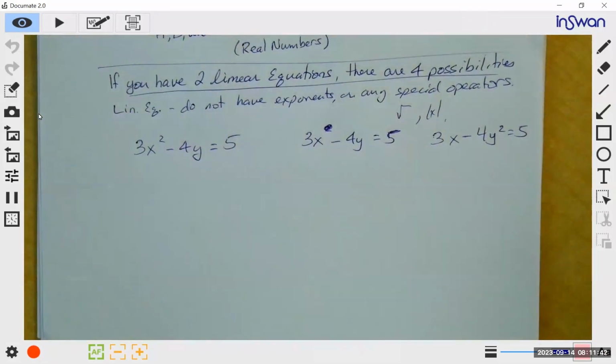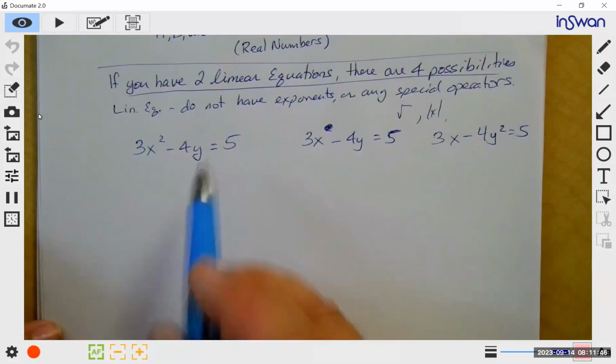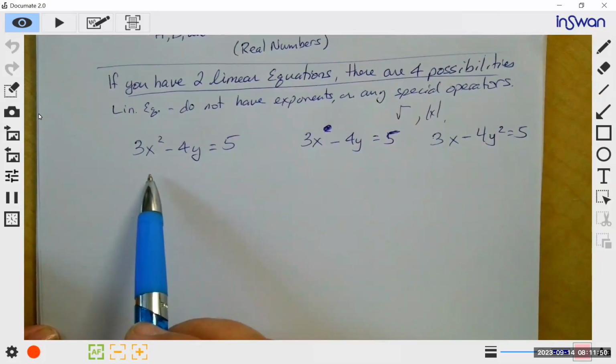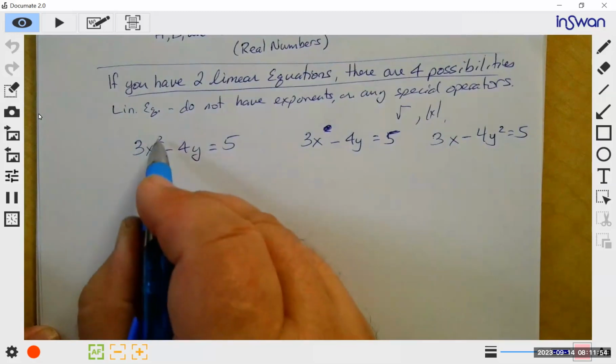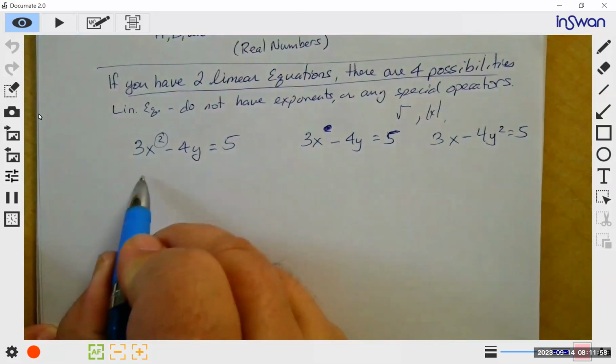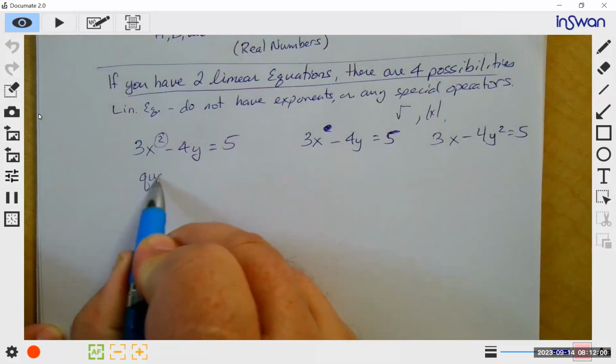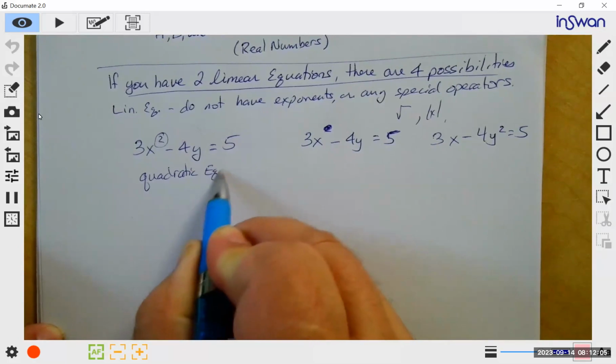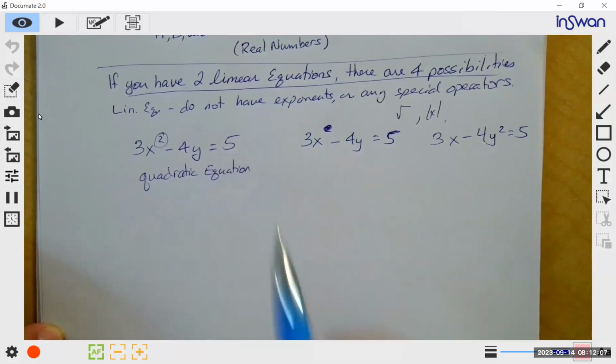Here we have three examples of equations. We know they're equations because they have an equal sign. Is the first one linear? Why not? Because it has an exponent. This is a quadratic equation. And that's in the library of functions.